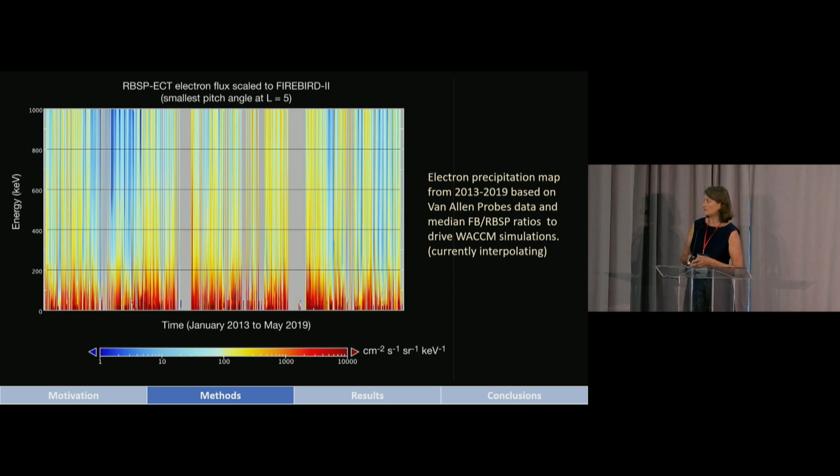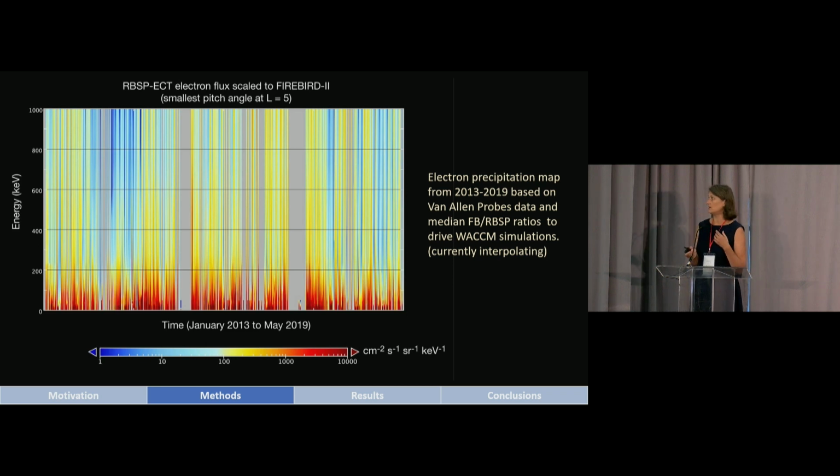And here is an example of our full data set where we take the full Van Allen Probes RBSP ECT electron flux from 2013 to 2019, and then we scale it according to our statistical study of the FIREBIRD Van Allen Probes ratios, and create these precipitation maps at the top of the atmosphere.